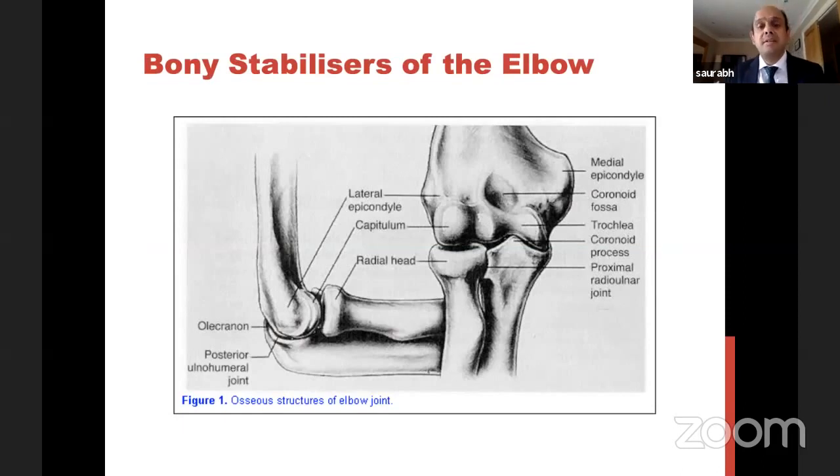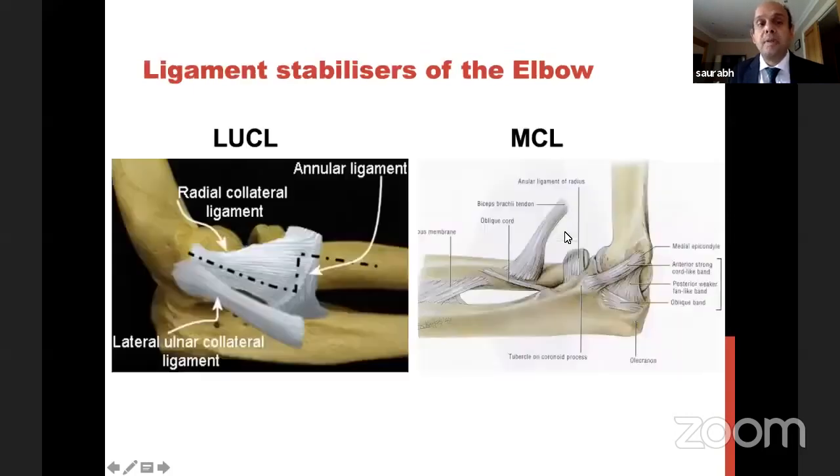So first, about the stabilizers of the elbow. Elbow, like any joint in the body, has bony stabilizers and dynamic stabilizers. The bones, we all know, are the radial head and capitulum, so the radiocapitellar joint, the ulnohumeral joint, so trochlea, coronoid, and at the back the olecranon. And then ligaments. Ligaments are important because they will come up repeatedly in the slides when you're doing surgery for terrible triads. So let's look at them a bit carefully.